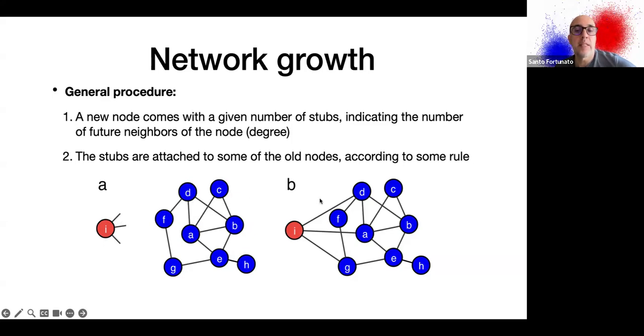What makes the distinction in this class of models between one model and the next is the recipe, the criterion according to which I chooses its neighbors. In this case, this node is going to have 3 new neighbors, represented by these 3 stubs. And in this case, of course, I attaches to G, A, and D. I mean, this is a schematic thing. We're going to see how it is done for real.